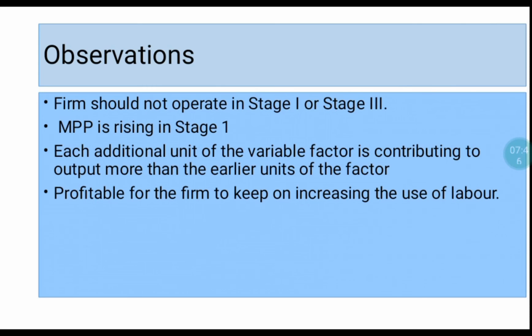In stage 1, the marginal physical product curve is rising. The implication of that is that each additional unit of the variable factor is contributing to output more than the previous unit of the factor. Okay? So for each additional unit of a variable factor that you employ to increase production, you find that the addition to output is more than the previous unit. So it is advisable that you continue operating, continue adding more and more units of the variable factor so that you increase production in stage 1. So it's profitable for the firm to keep on increasing the use of labor in stage 1.